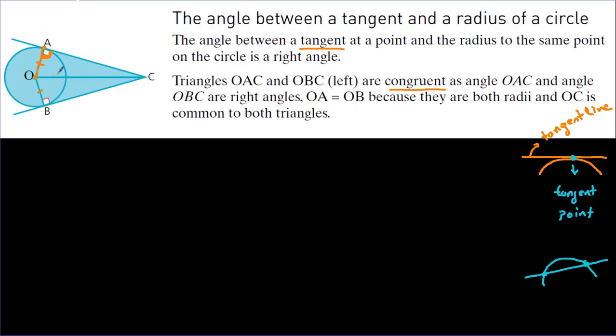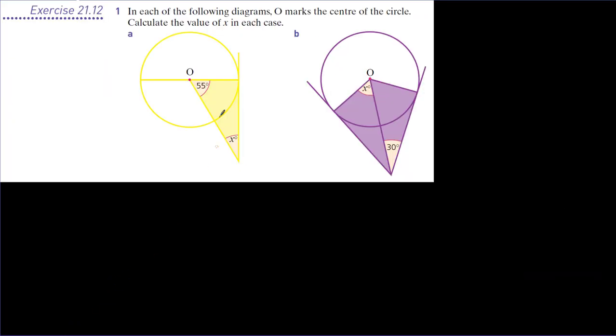By using the Pythagorean theorem, we are going to get that the AC and BC lengths are equal to each other also. This length and this length are equal to each other, which means that triangles OAC and OBC are congruent to each other. Okay, by using these properties, we are going to solve the questions.